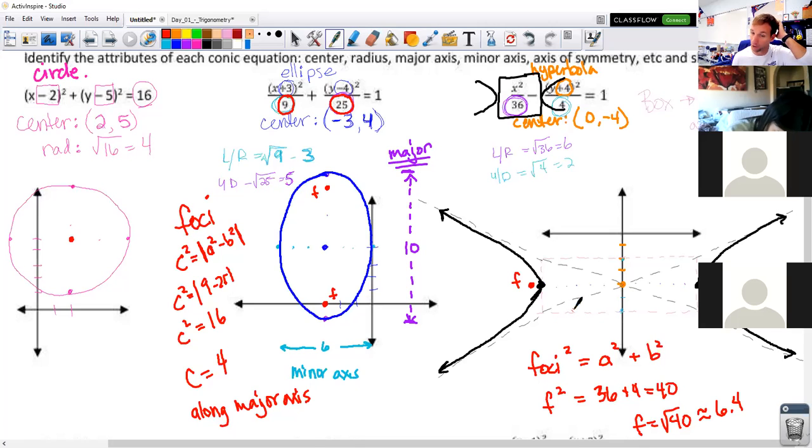So for a hyperbola, it's a squared plus b squared, and your foci are inside of the curve of your graph, outside of the vertices, farther away from your center. And for an ellipse, it's a squared minus b squared, which makes your foci inside of your ellipse.